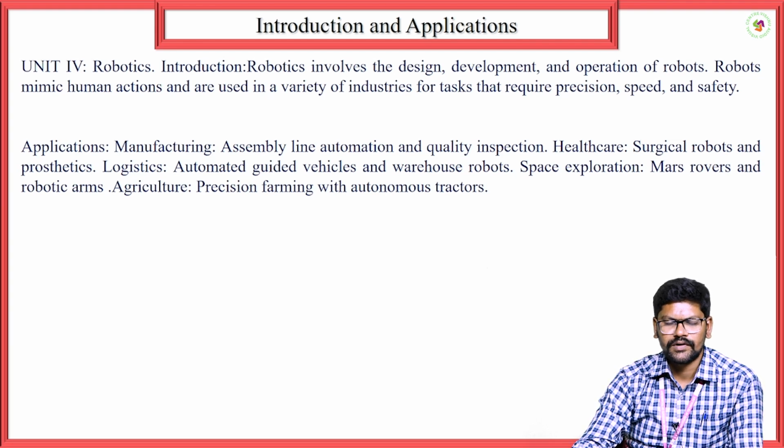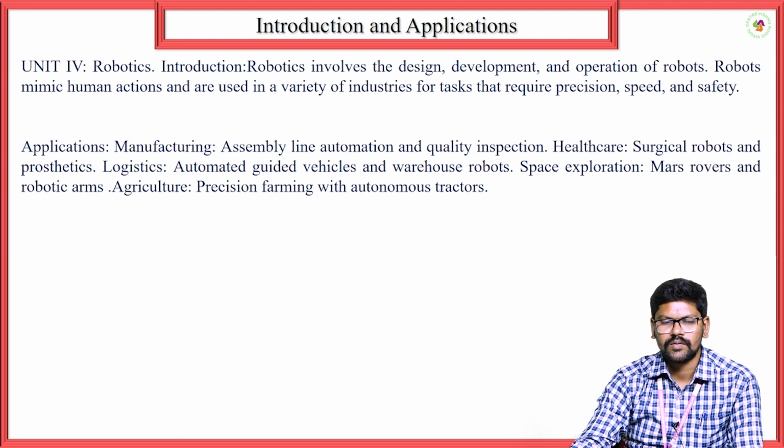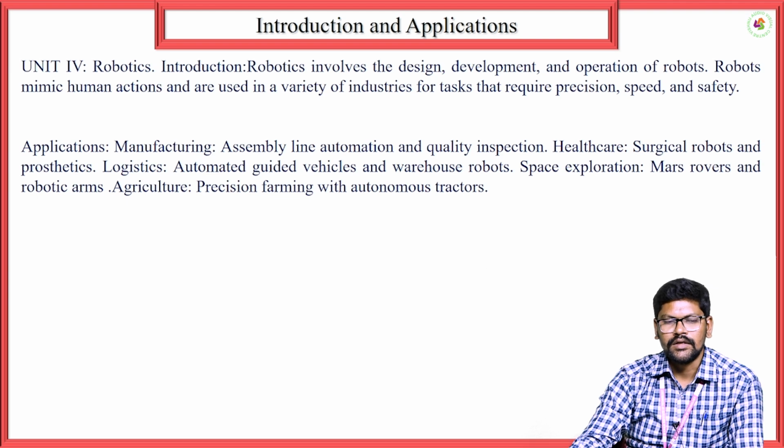Some applications for unit 4 are in manufacturing, such as assembly line automation and quality inspection; in healthcare, such as surgical robots and prosthetics; and in logistics, such as automated guided vehicles (AGVs) and warehouse robots. There are also space exploration uses like Mars rovers and robotic arms. In agriculture, we use robots the most, for precision farming with autonomous tractors. These are some applications for unit 4.